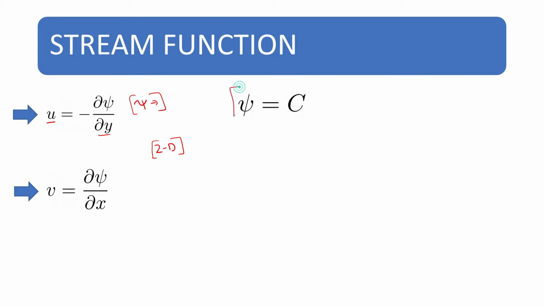So for a streamline, psi, the stream function, will be a constant. For example, let us draw a streamline. These are the various streamlines. For each streamline, psi will be a constant. Here psi is equal to C2, here psi is equal to C3. You know that a streamline is defined in such a way that the tangent to this line gives you the velocity at this point. So for a streamline, the stream function is a constant.